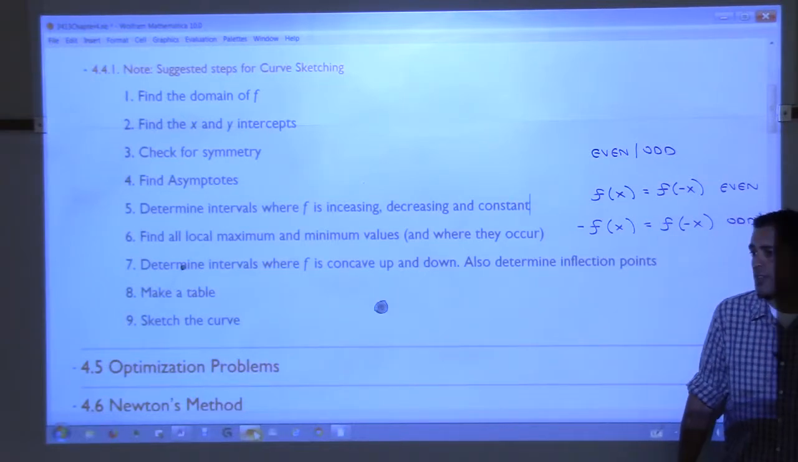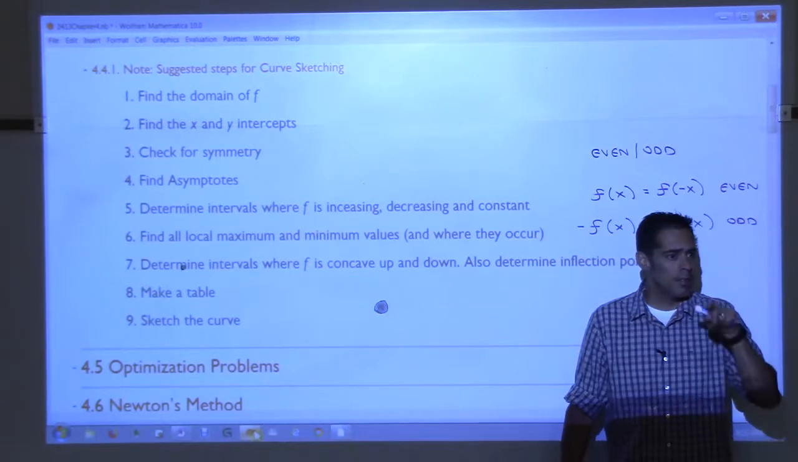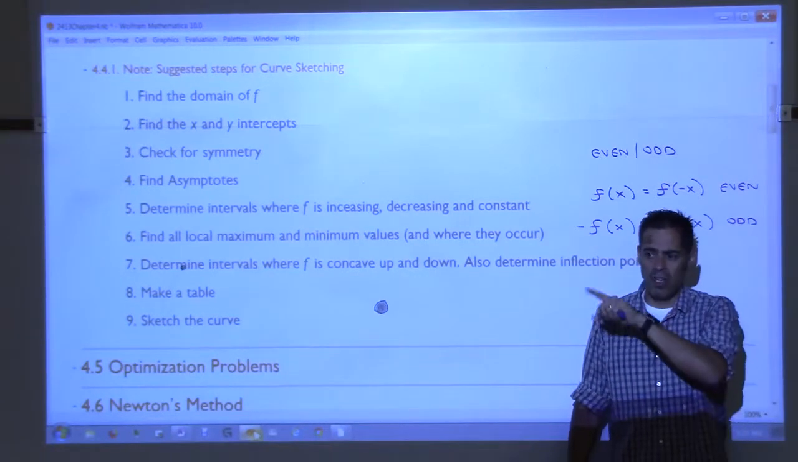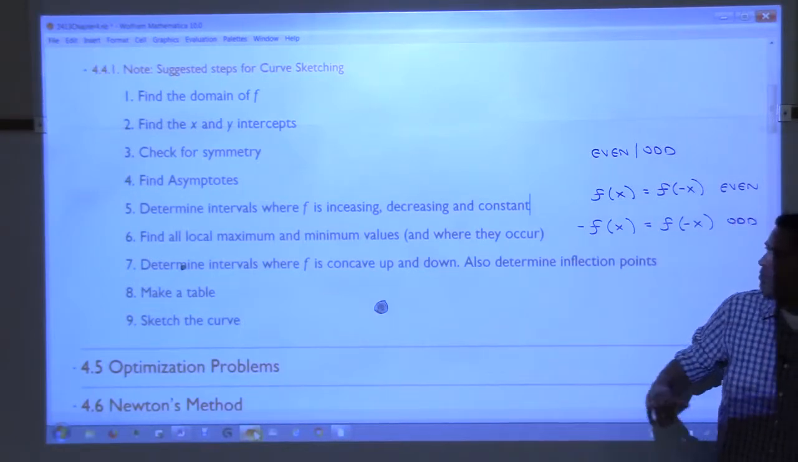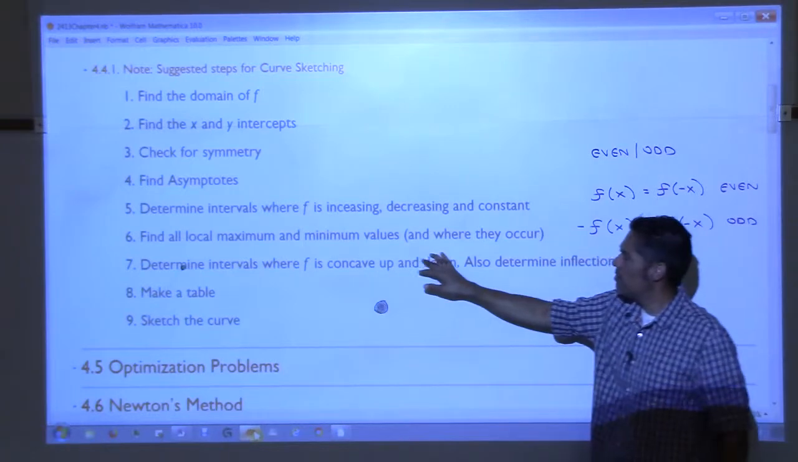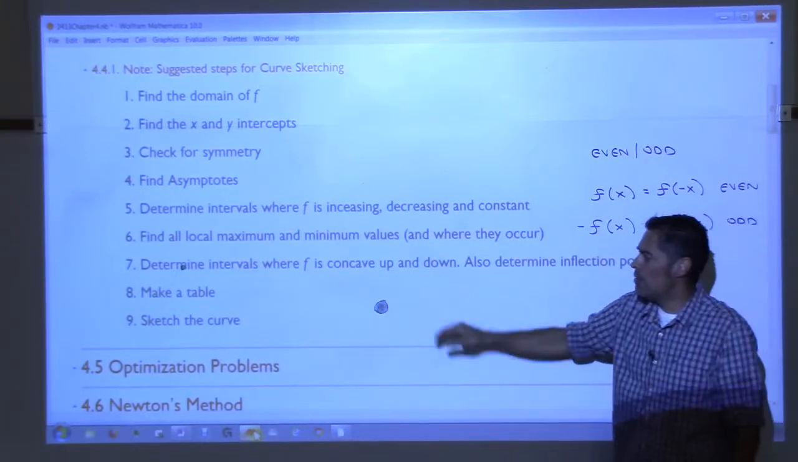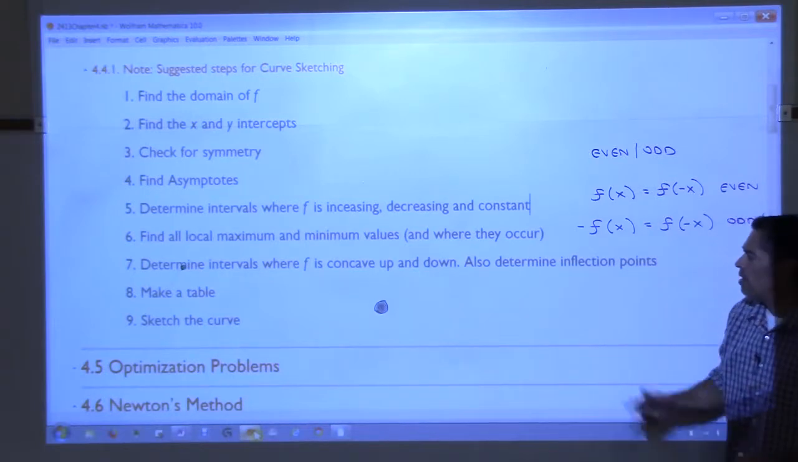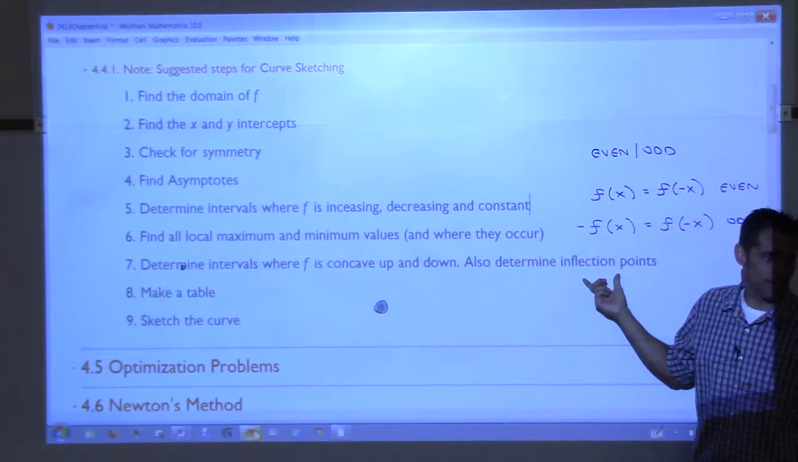We've done this, right? That's where you take the derivative, set it equal to 0, make a number line, partition it, and test points to figure out where the function's going up and down. Okay, we've done that. We'll find any local maximum and minimum values and where they occur. We've done that. Then we'll determine where the function f is concave up and down, and also determine inflection points. We've done that. That's the second derivative, right?